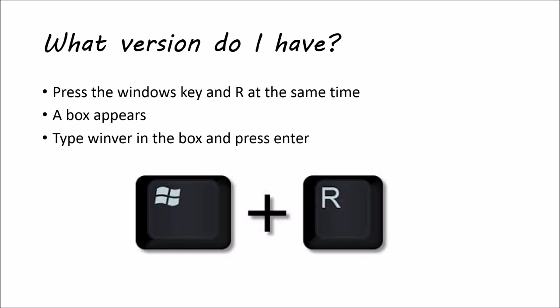So the Windows key is this one right here. It looks like it has this little flag on it. And then you want to press this and the R key at the same time. This plus just means do them together. So the Windows key and R, a box will appear, and then you will type WINVER in the box and press enter.